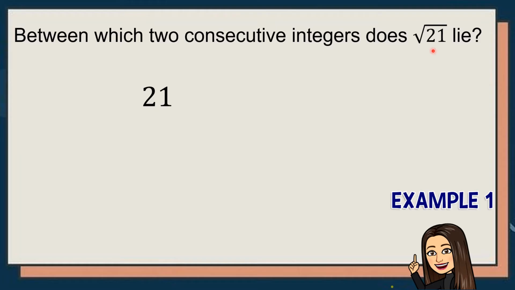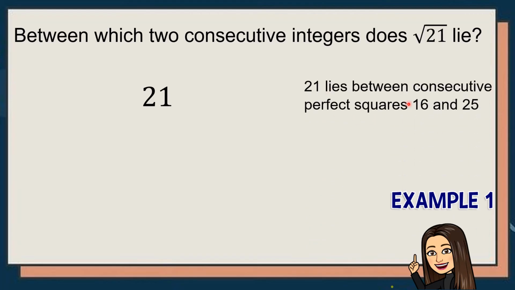After taking out the radicand inside the radical sign, you have to think of two consecutive perfect squares between which this given number lies. So we have to think of a perfect square that is less than 21 and one that is greater than 21. It should be consecutive, or magkasunod po. So we may say that 21 lies between the consecutive perfect squares 16 and 25. 16 is less than 21 and 25 is greater than 21. Again, 16 and 25 are consecutive perfect squares wherein 21 lies.